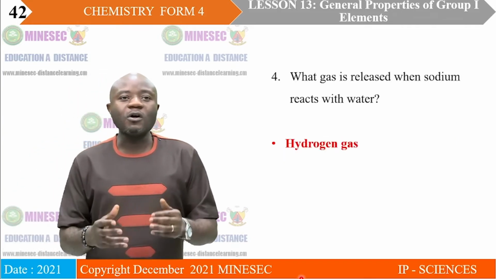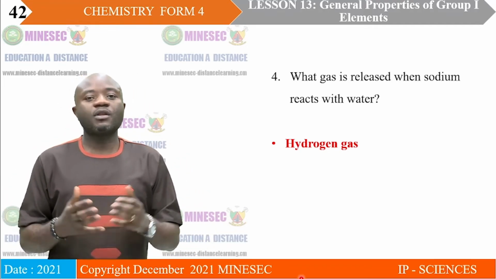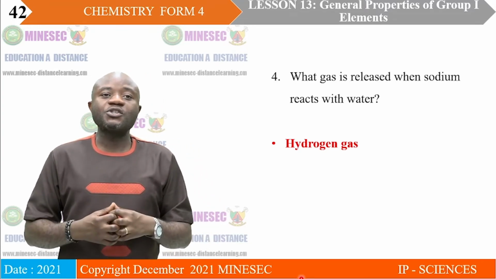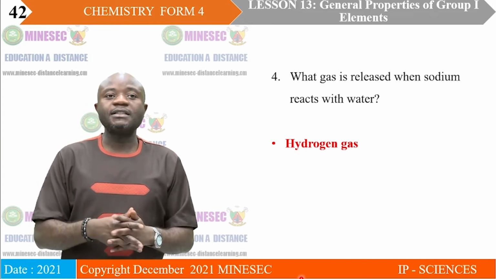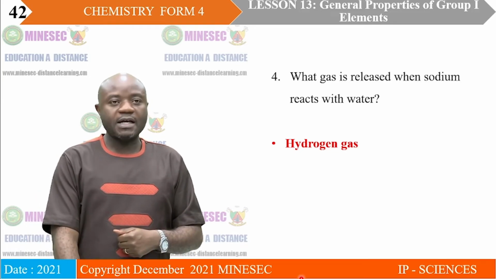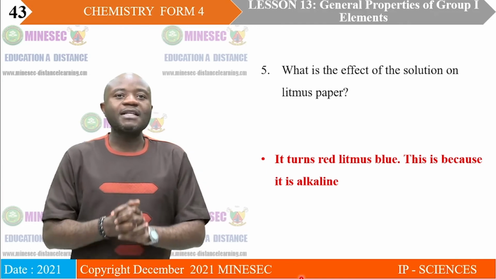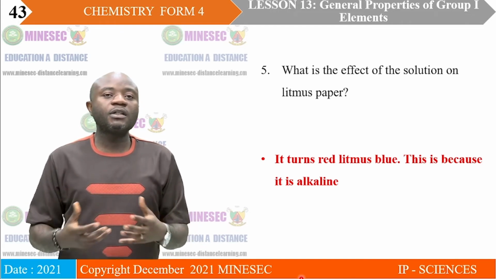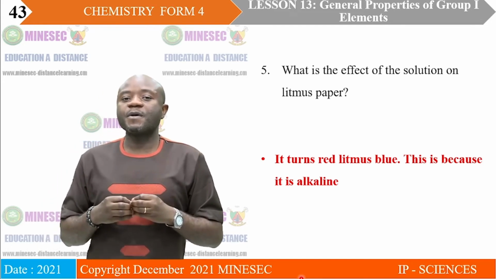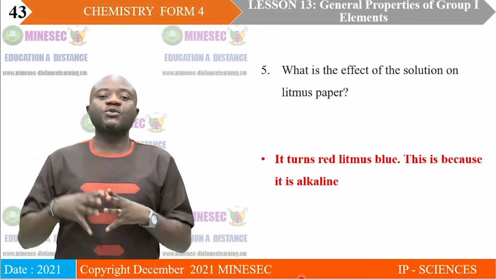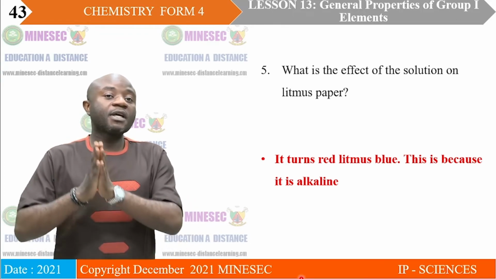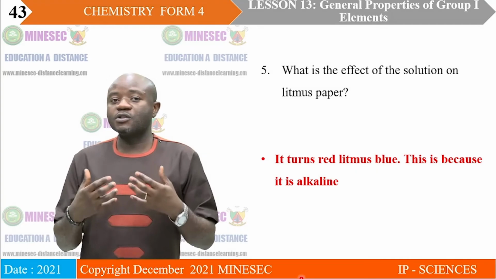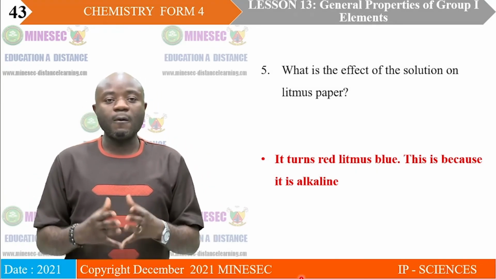And question number four, what gas is released when sodium reacts with water? When sodium reacts with water, given that it's a very strong reducing agent, it actually displaces hydrogen from water, resulting in the formation of hydrogen gas. And question number five, what is the effect of the solution produced when a group 1 element reacts with water on litmus paper? If you take a piece of litmus paper, either blue or red, and drop that solution on it, the blue litmus paper is going to remain blue, while the red litmus paper is going to become blue. And the reason is because the solution that is produced is alkaline or basic.